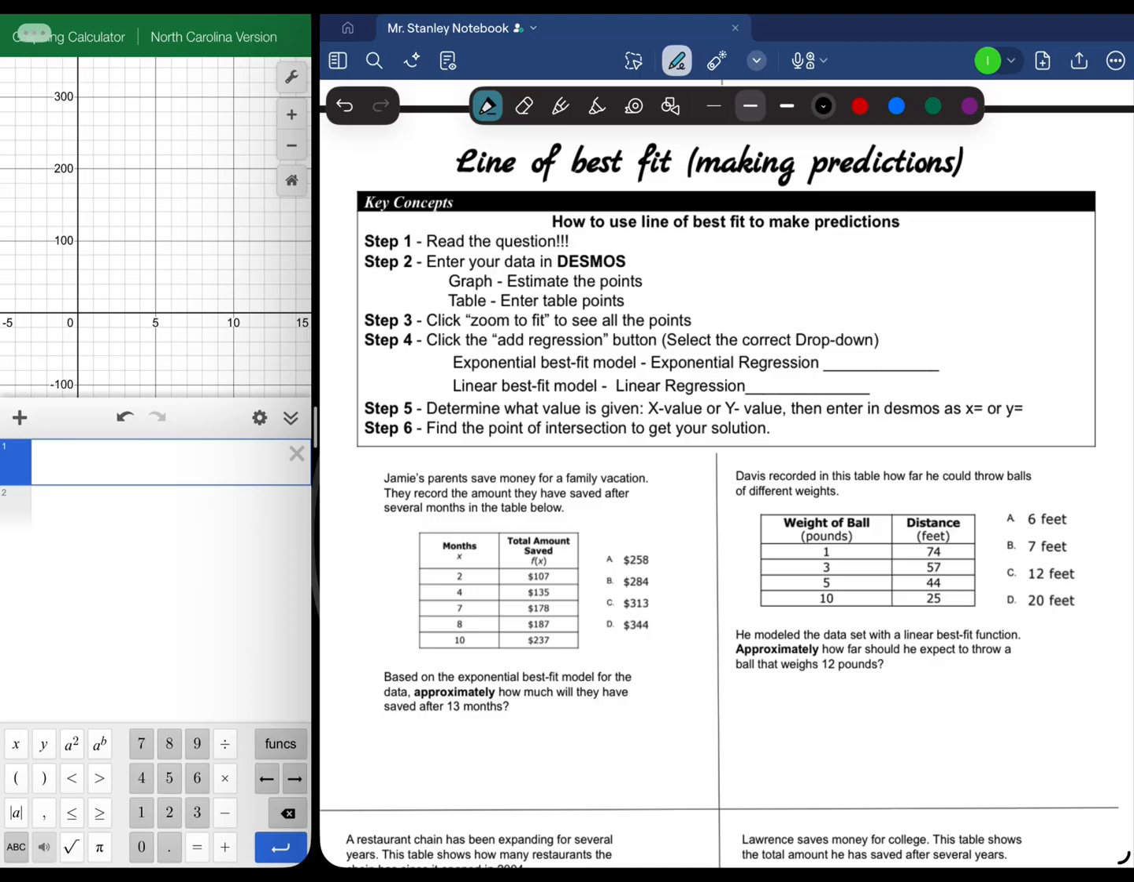Step one is we're going to read the question. We've got to know what we're looking for. So we're going to identify some key things in that question that are important. Now we're going to be using Desmos.